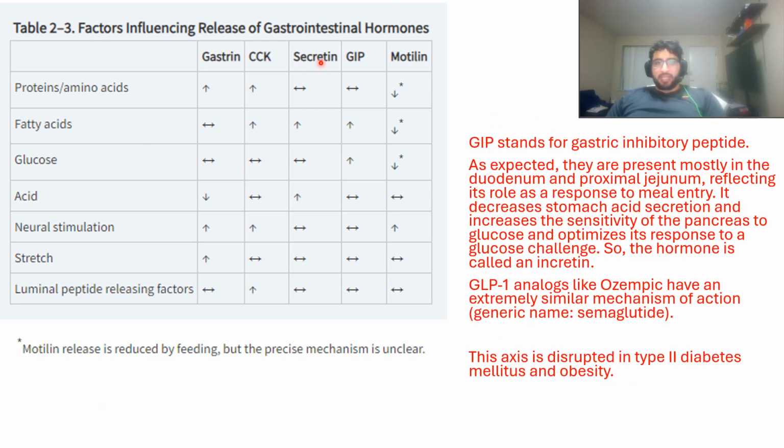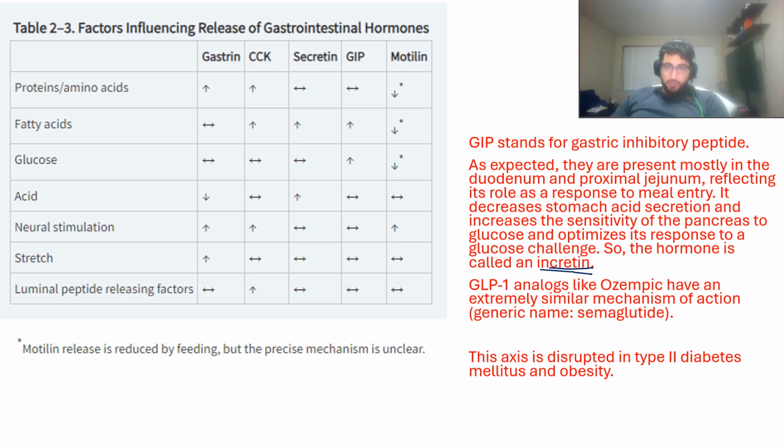And then GIP is the gastric inhibitory peptide. It's present mostly in the duodenum, the proximal jejunum, and it responds to meal entry. And it decreases stomach acid secretion. It's like, okay, we got the food, we don't need any more acid. And it makes the pancreas more sensitive to glucose. Okay, and it kind of enhances its response. That's why it's called an incretin.